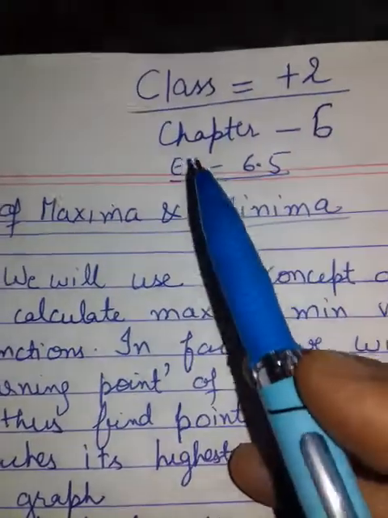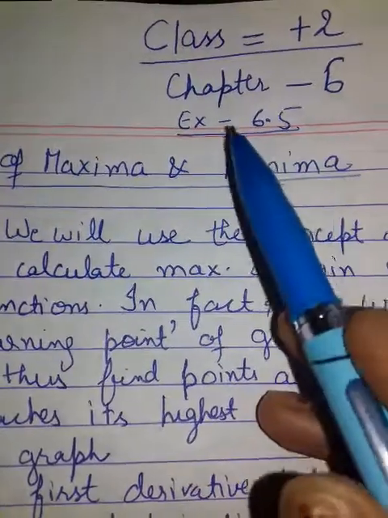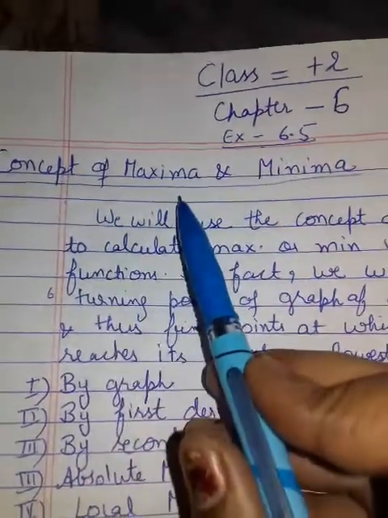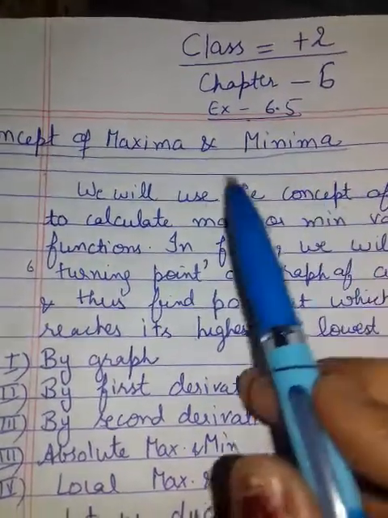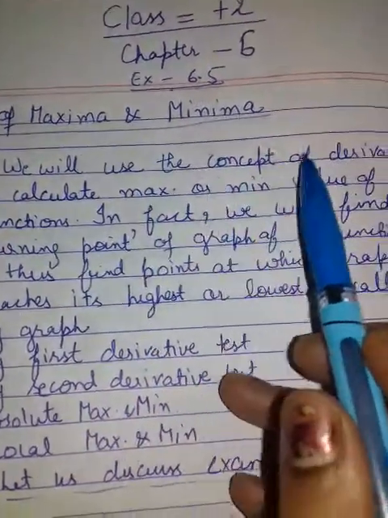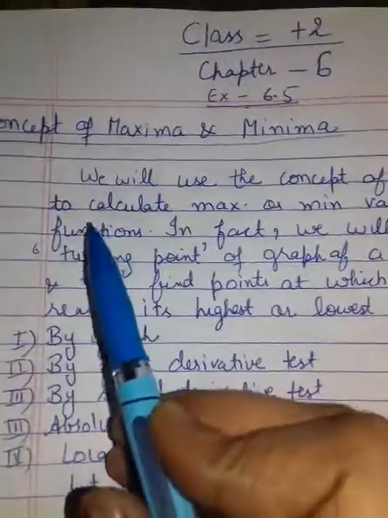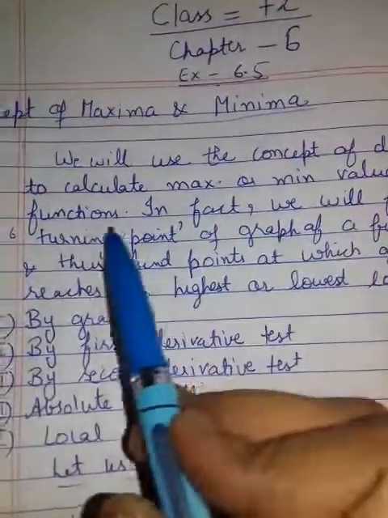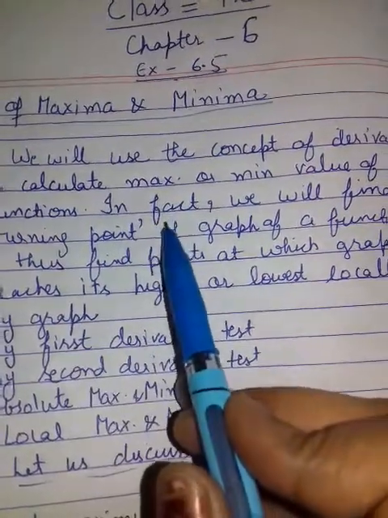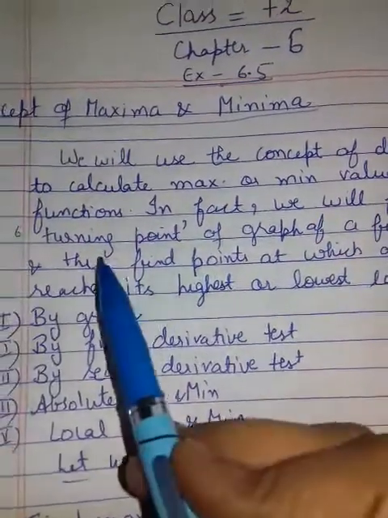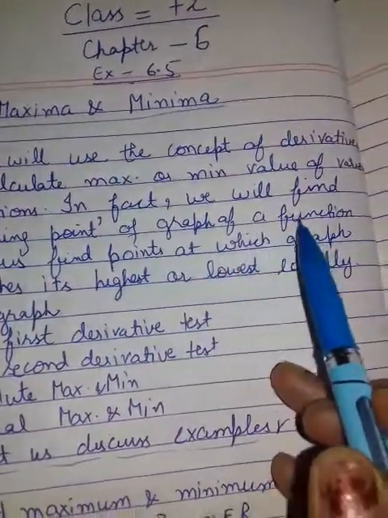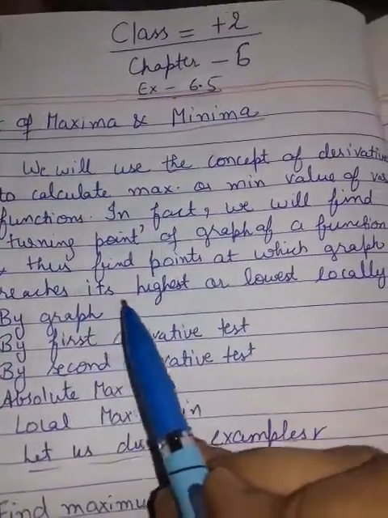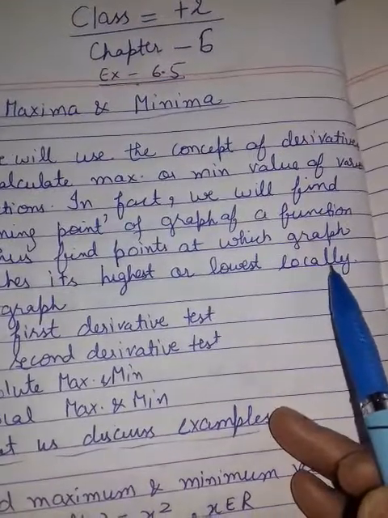Hello friends, today we will do the concept of class 12 chapter 6 exercise 6.5, concept of maxima and minima. We will use the concept of derivatives to calculate the maximum or minimum value of various functions. In fact, we will find the turning points of the graph of a function and thus find the points at which the graph reaches its highest or lowest locally.